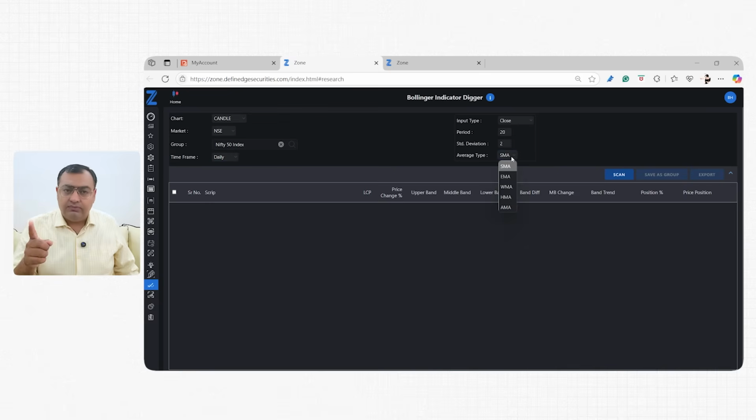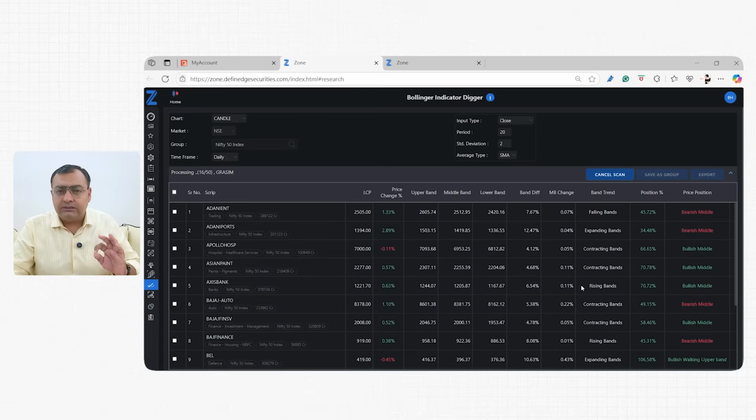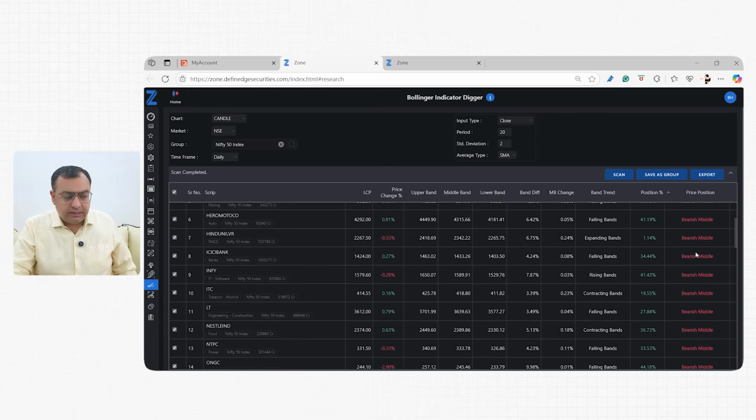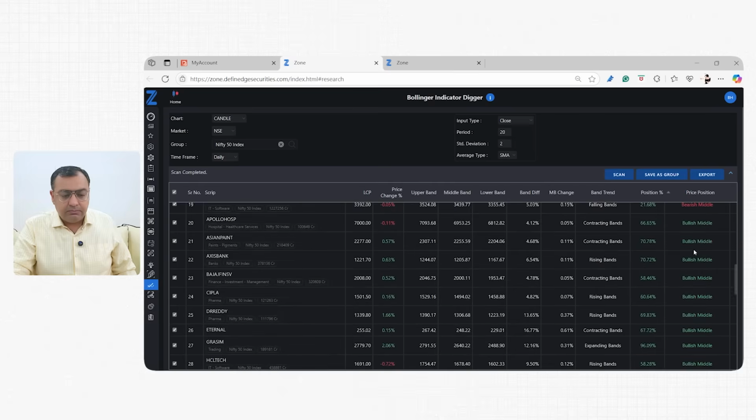Now you have an option of EMA, SMA, WMA. As per John Bollinger, he used to use SMA. You can use SMA. If you are comfortable with EMA, go with EMA, whatever. I'm just keeping the default one as SMA as of now. And if you look at the scan over here, now the scan is complete. Now if you look at the price position, bearish middle. So look at all this: bearish middle, bearish middle, bearish middle, bearish middle, bullish middle.